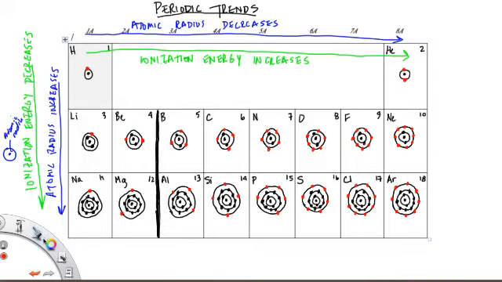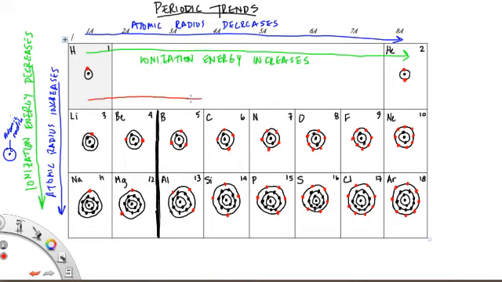The next trend that we're going to look at is electronegativity. And this is sort of the opposite of ionization energy. It is the ability of an atom or ion to attract electrons. And it's measured when that element is in a compound. So it's the ability to attract electrons, okay? And it follows the same trend as ionization energy. Okay, so let's draw this in first, and then we'll talk about it.